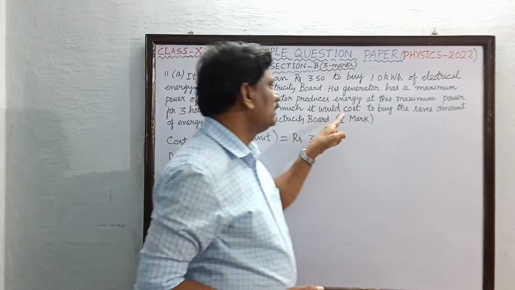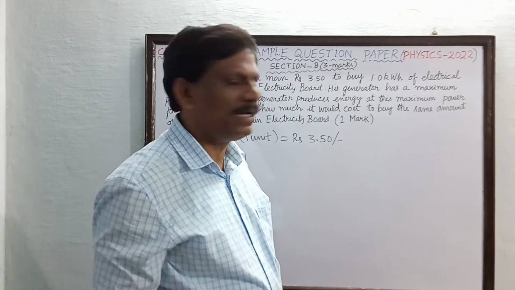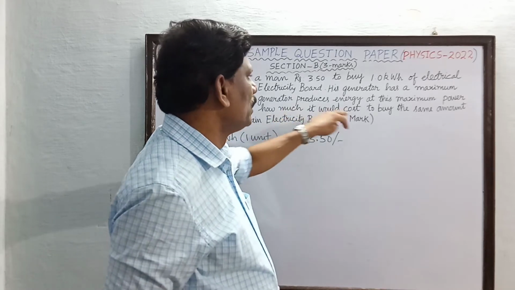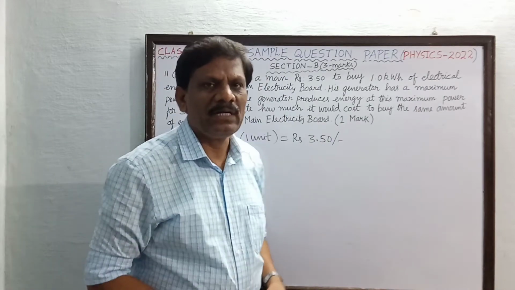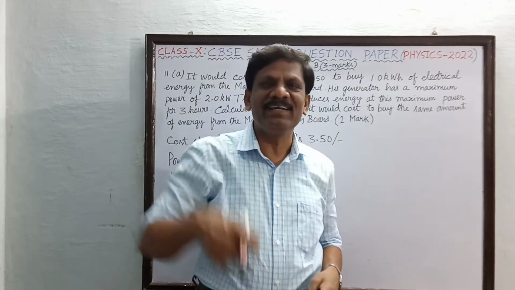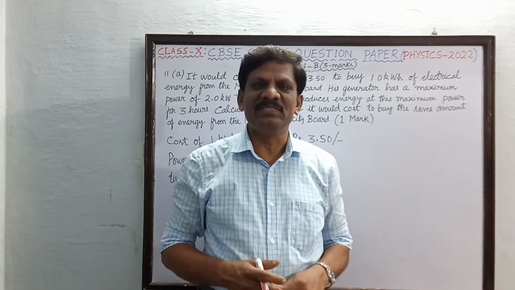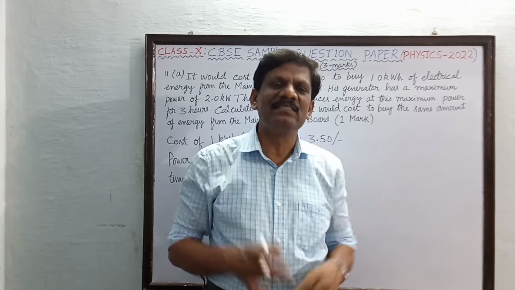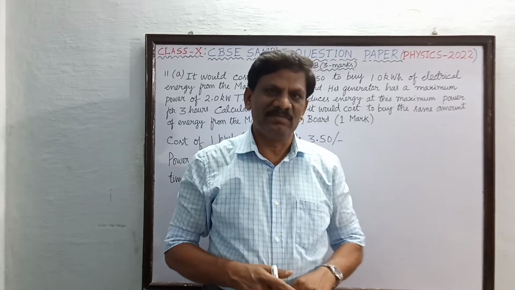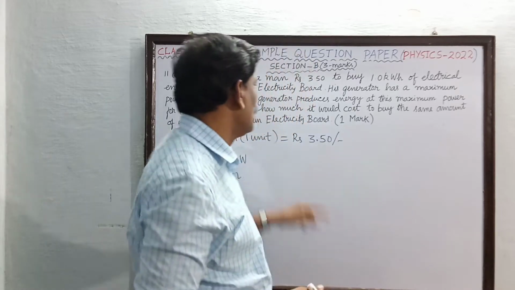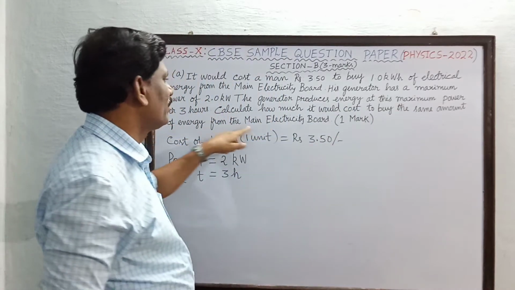Calculate how much it would cost. How much will be the electricity bill, that's all. So how much it would cost to buy the same amount of energy. You cannot go to the electricity board and buy the energy. What does it mean? You have to understand the language here. That means find the electricity bill for the working of the generator for 3 hours. That is the question. Understand? So how much it would cost to buy the same amount of energy from the main electricity board.